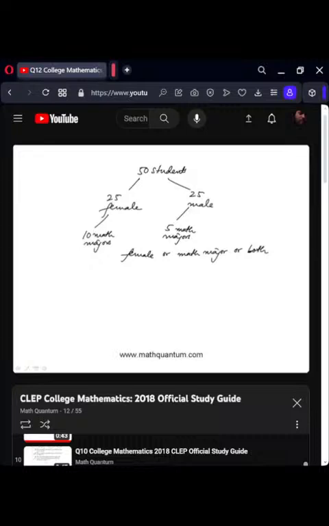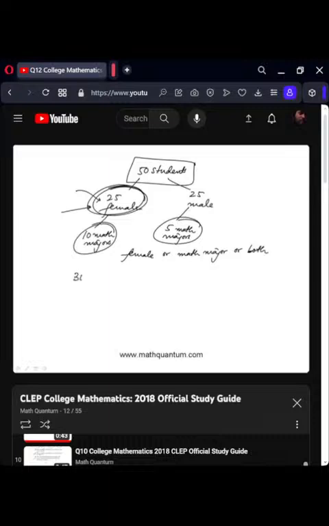So female or a math major or both. There's 25 females, and this is already included here, so out of 50 that would be the numbers that would come from here. We need our math majors, there's 5 more here, so this would be a total of 30. 30 people would satisfy this condition: female, math major, or both. The 10 here is already included in that 25, so the probability would be 30 out of 50, which is 3/5 or 0.6. Answer choice C.